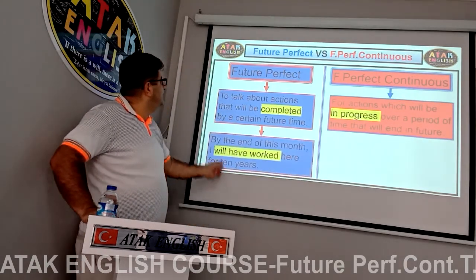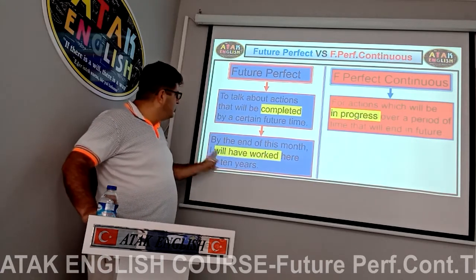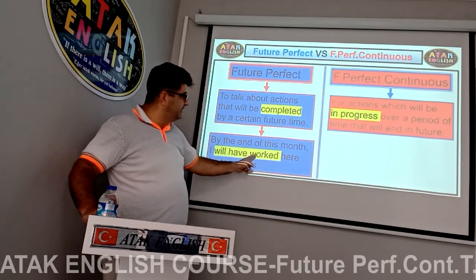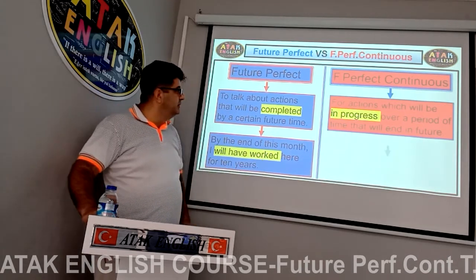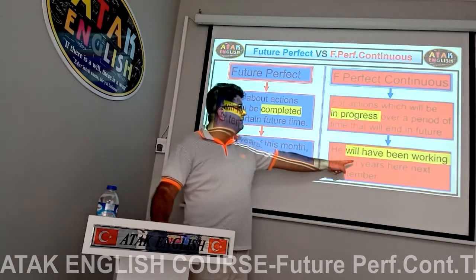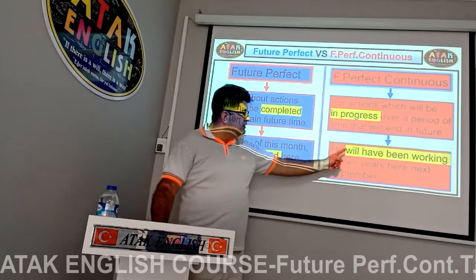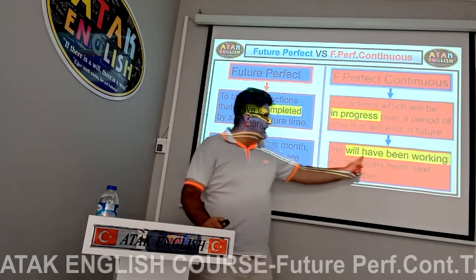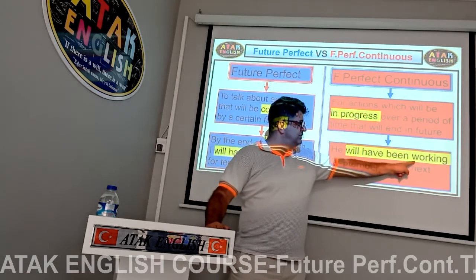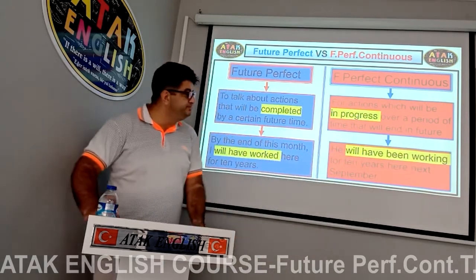Here comes another one for future perfect. By the end of this month, I will have worked here for 10 years. Will be completed in the future. And for future perfect continuous tense, he will have been working here for 10 years next September. You can clearly see that the action is in progress because of will have been plus verb-ing.